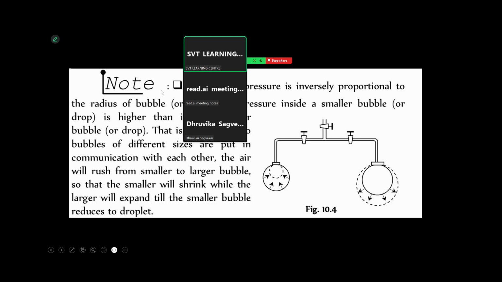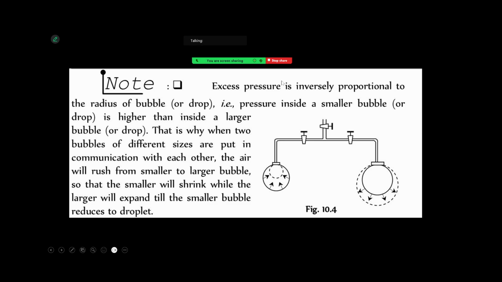Did you follow this? Yes, sir. So excess pressure is inversely proportional to the radius of the bubble. That is, pressure inside the smaller bubble is higher than the pressure in the larger bubble. Correct? That is why when the two bubbles on the different sides are put in communication, that means they are opened, the air will rush from the smaller to the larger. So ultimately the smaller will become very small and the larger will go on expanding. Is this clear? Can I move on to the next part?